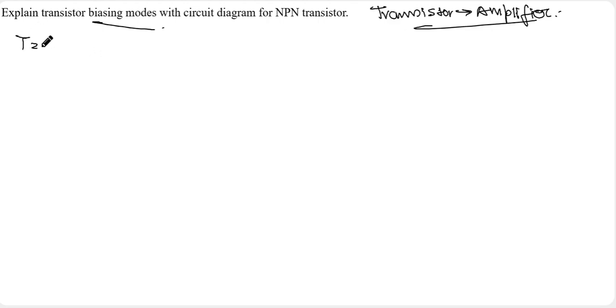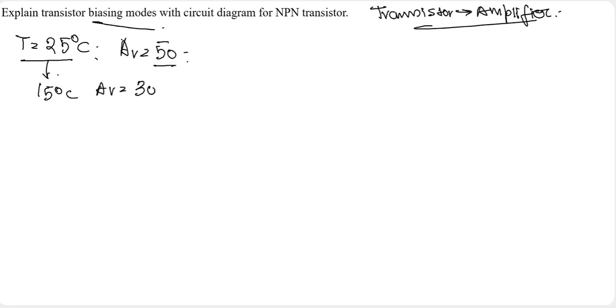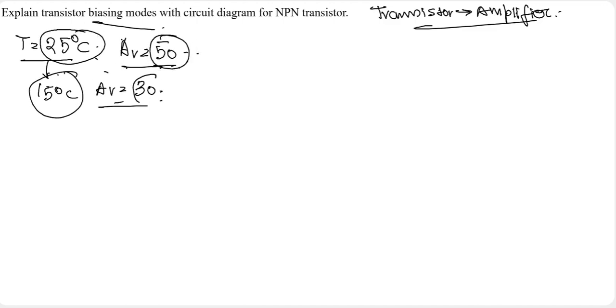Like, for example, for temperature T equal to 25 degrees centigrade, suppose we are getting an amplification factor of 50. Now when this temperature is reduced from 25 to 15 degrees centigrade, this amplification factor will reduce from 50 to 30. So even when we are operating the transistor in an active region and we are using the CE mode of configuration, due to different environmental conditions, we are getting a different value of voltage gain or amplification factor. And this is a problem for us.